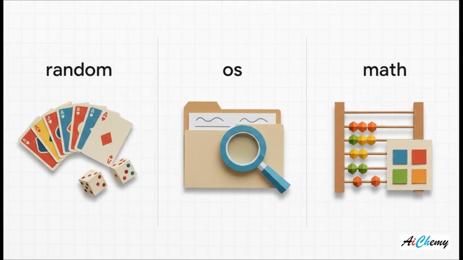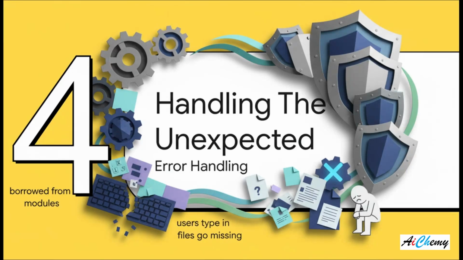And Python comes with a massive library of these toolboxes right out of the gate. The random module is your best friend for making games. It can pick a random card, roll dice, whatever you need. The OS module lets your code talk to the computer's operating system to do things like check if a file is there. And the math module gives you superpowers for all sorts of advanced calculations.